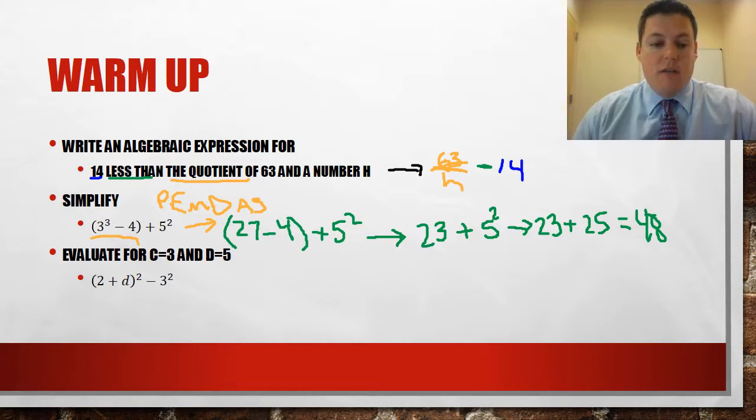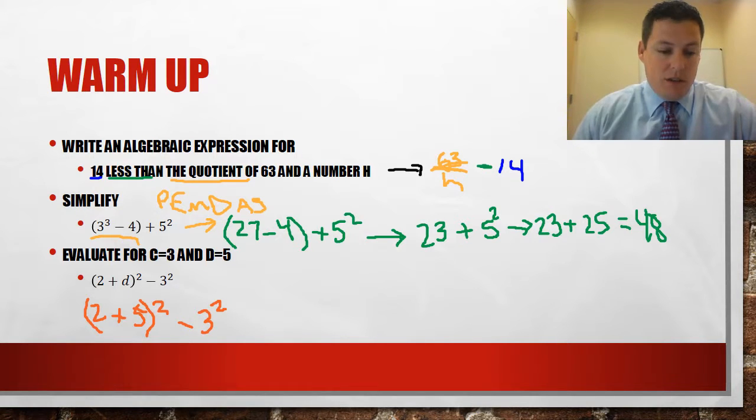And then evaluate for c equals 3 and d equals 5. Remember, evaluate simply means to plug in and solve. So we're going to just plug these numbers in here. So we have 2 plus 5 in parentheses. We're going to square that. And we're going to subtract 3 squared. And I must have forgot to put a c in here somewhere, but that's okay.